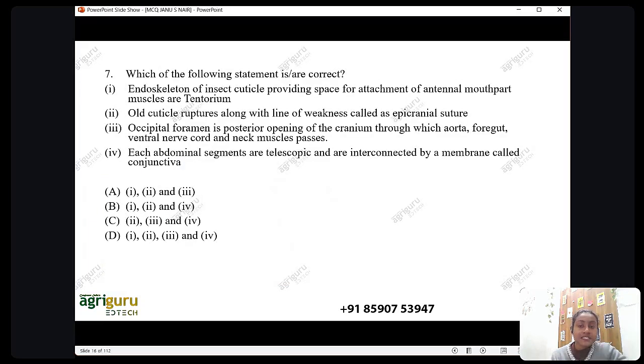Which of the following statements is or are correct? Option 1, the endoskeleton of insect cuticle providing space for attachment of antennal and mouthpart muscles is called stentorium. Option 2, old cuticle rupturing along the line of weakness is called epicranial suture. Third, the occipital foramen is the posterior opening of the cranium through which the aorta, foregut, ventral nerve cord and neck muscles pass. Fourth, each abdominal segment is telescopic and they are interconnected by a membrane called conjunctiva. You take your time, read the options and then tell the right answer.